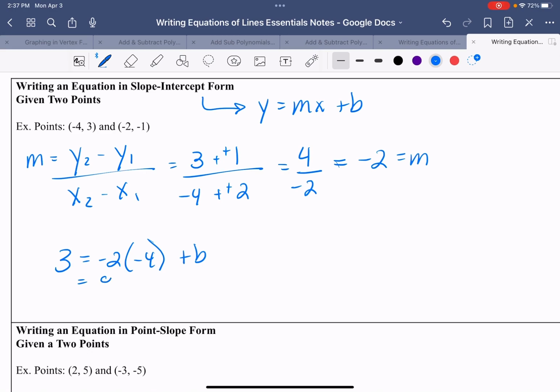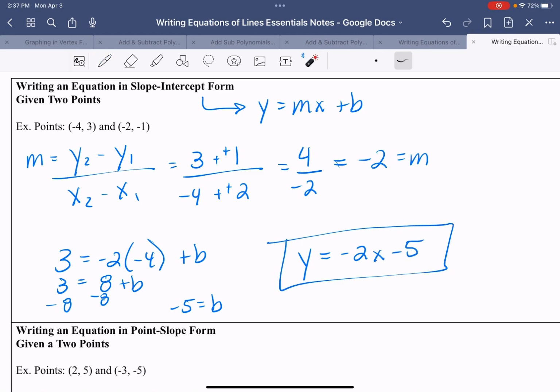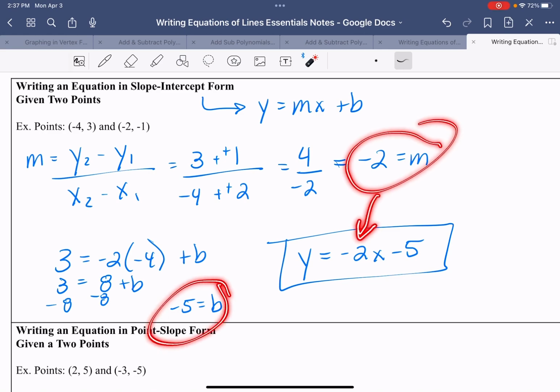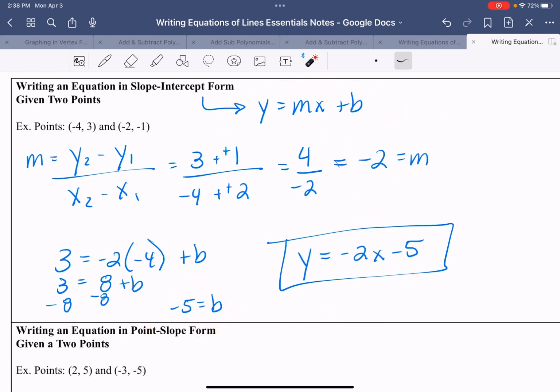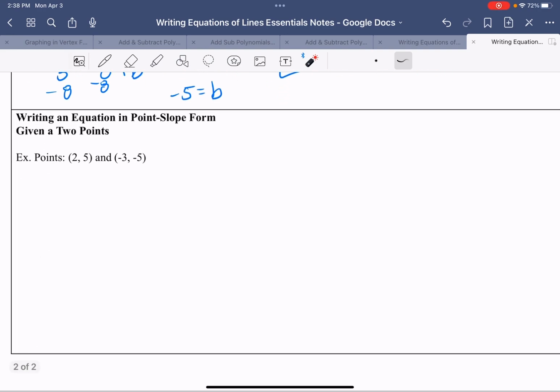If we use our algebra, I've got 8 plus b. I'm going to subtract 8 from both sides, and now I'm left with -5 equals b. And then now that we have m and b, we can go ahead and plug it into our equation. y equals -2x minus 5. That is our answer. So I want to point out I plugged that in for our y equals mx plus b problem. Okay, last problem.